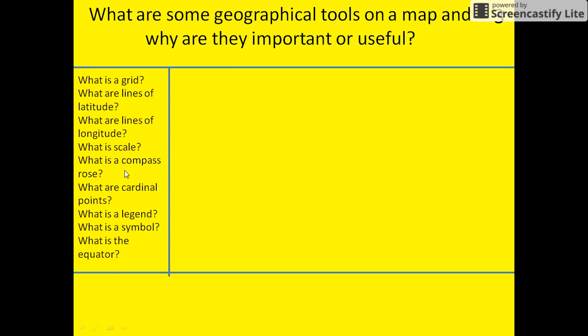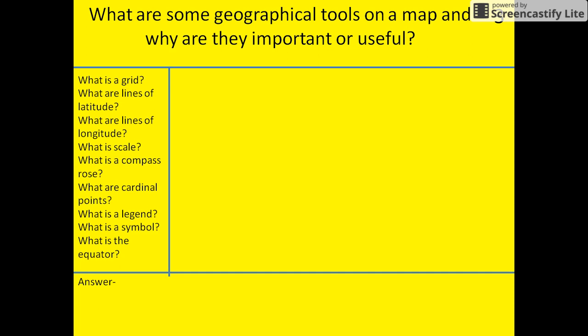Okay, so what is a grid? What are lines of latitude? What are lines of longitude? What is scale? What is a compass rose? What are cardinal points? What's a legend? What is a symbol? And what is the equator?